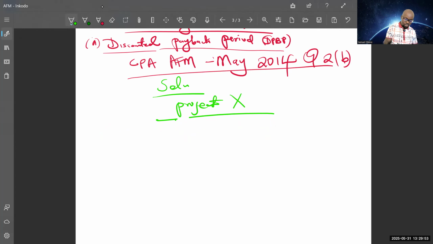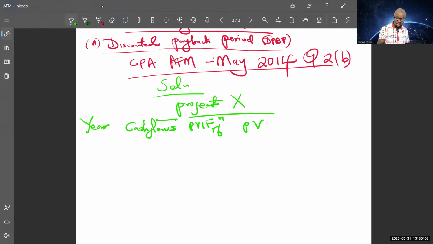So I said we are starting with the first column where we have the year. Then we come up with the cash flows that have been given there. Then we do the discounting factor, the present value interest factor, R% and N periods. That will give us the present value.